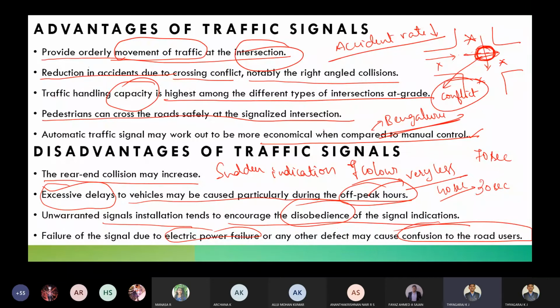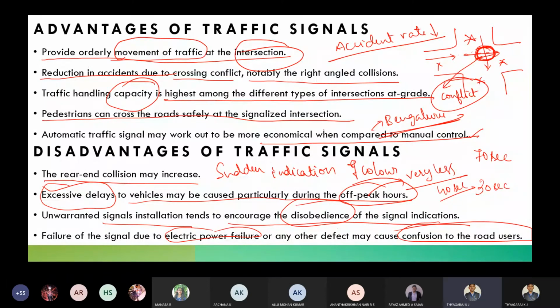Advantages: orderly movement of traffic can be achieved, reduction in accident rate, traffic handling capacity will be high, and safety for pedestrians, that is, we can easily achieve safety for the pedestrians. Then the disadvantages are: sudden change in color of the signals will lead to rear-end collision, and excessive delay during off-peak hours.